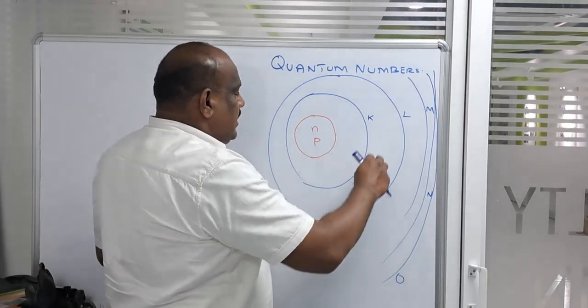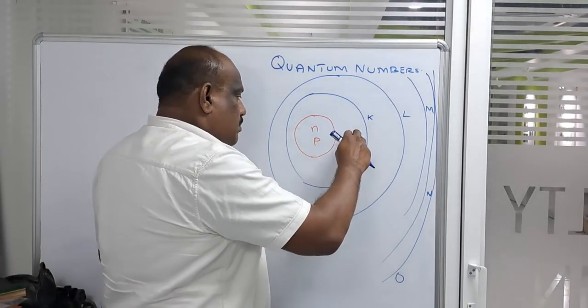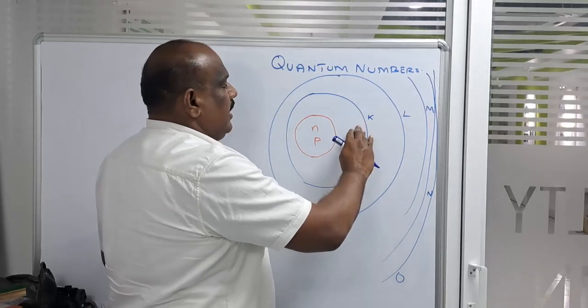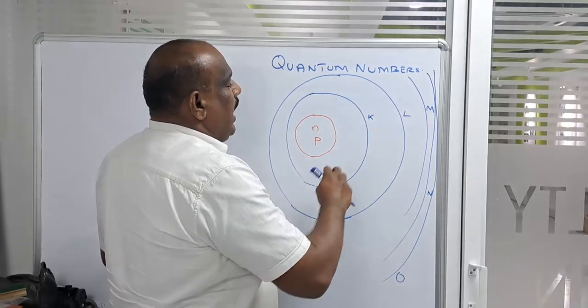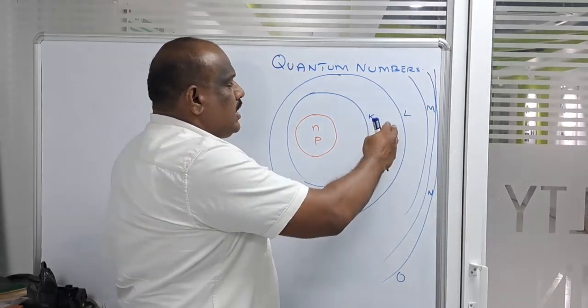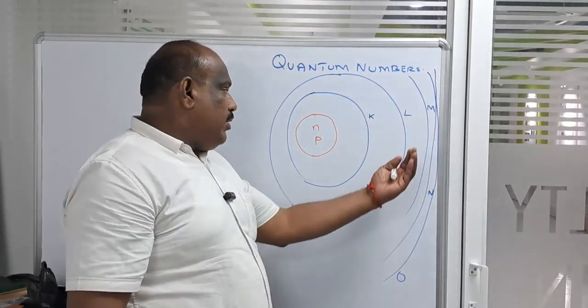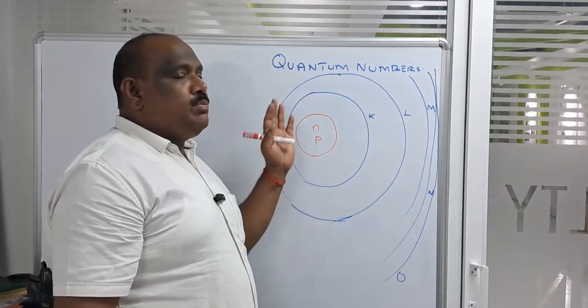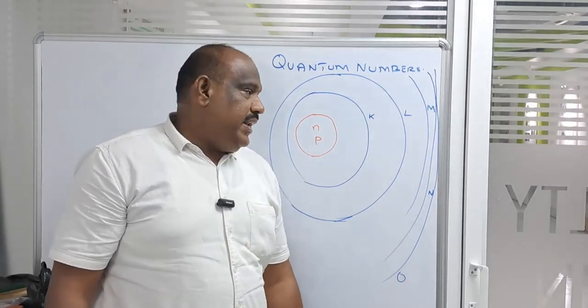Now, this orbit has more energy, or this particular shell has more energy than M. This L also has more energy than M. So whenever you are coming closer to the nucleus, that orbit has more energy. That orbit has what? More energy.